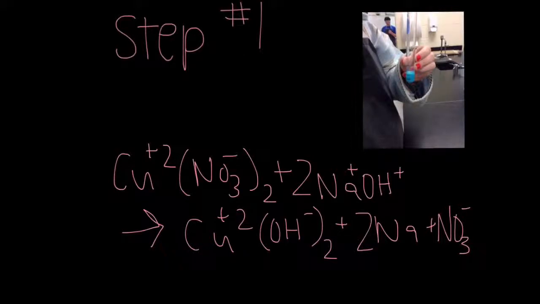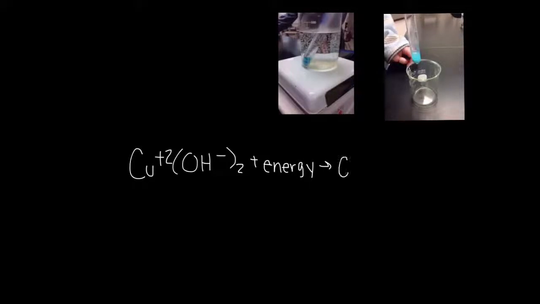And that's it. The chemical changes that happened in step 1 were a color change and it was bubbling. For the second step, we took copper hydroxide plus energy, which is from the heat of the water bath, to make copper oxide. The chemical changes were the color change and the formation of a precipitate.